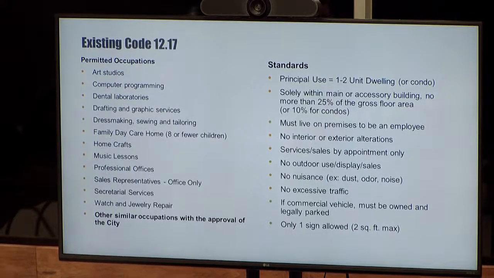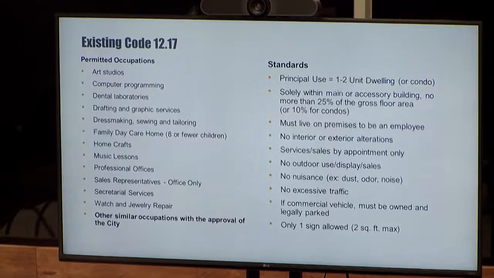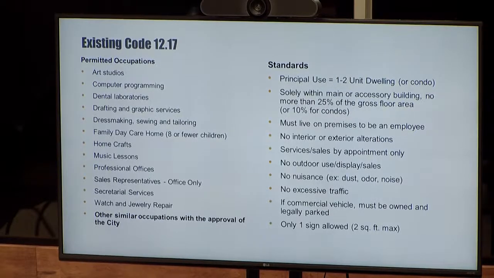The standards on the right are currently within our code as well. If you pass that first column, then you need to prove that you pass the second column, which covers: are you a single or two-family dwelling or a condominium? How much of the floor area is going to be used for the business? You can't have 100%, it has to be a small percentage. Goes out and looks at that? What's that?